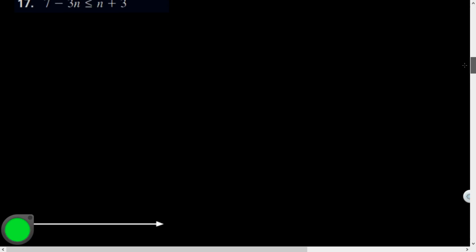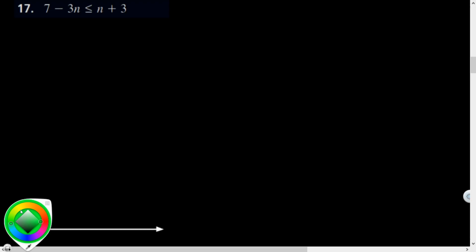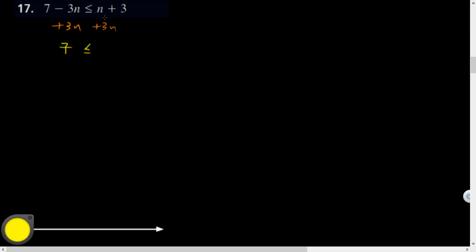All right, this one's a little trickier. Let's see. So I've got variables on both sides. I'll bring the n's together. I'll add 3 into both sides this time. Why not? You could have subtracted n, and that would have been fine as well. 7 is less than or equal to 4n. 1n plus 3n is 4n plus 3.